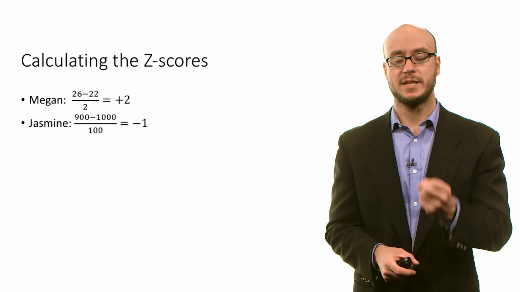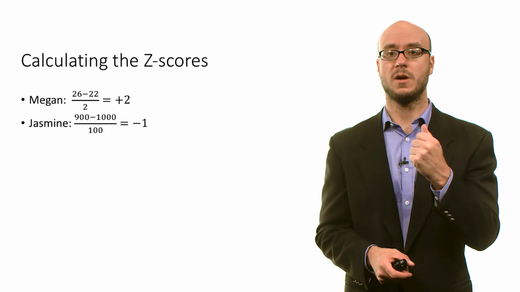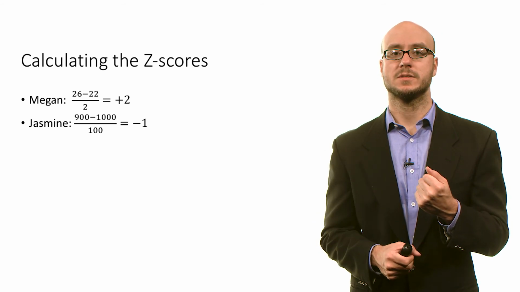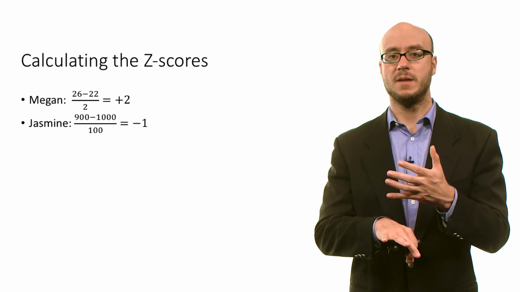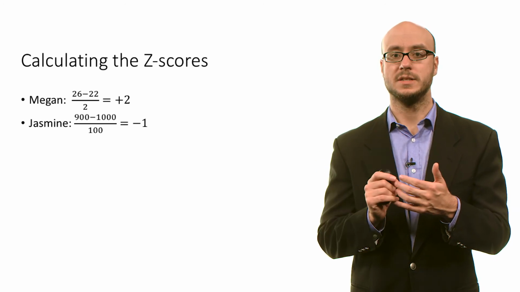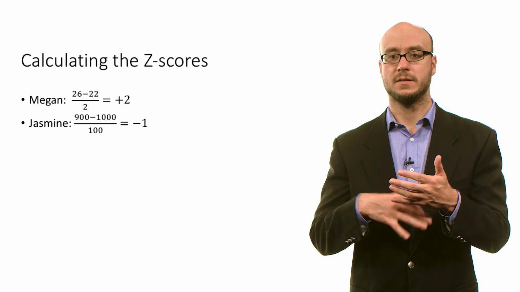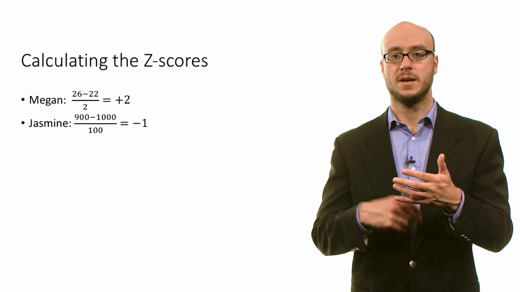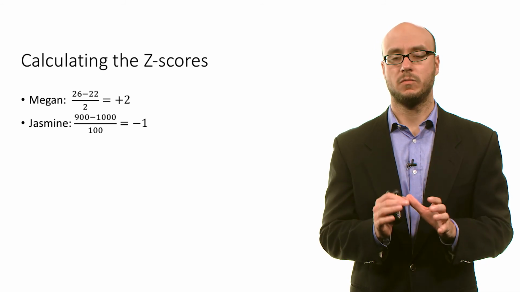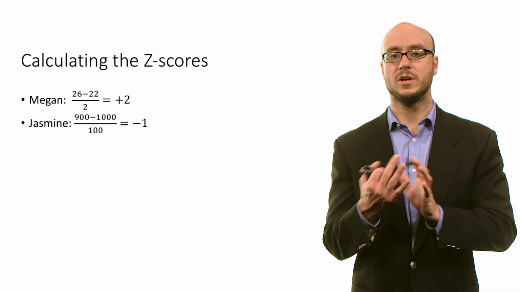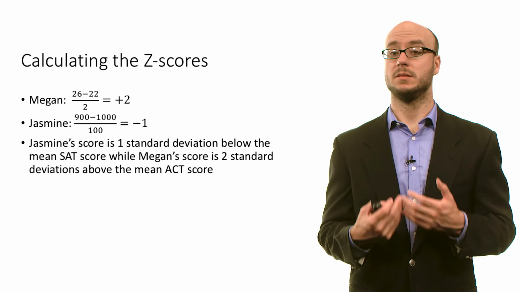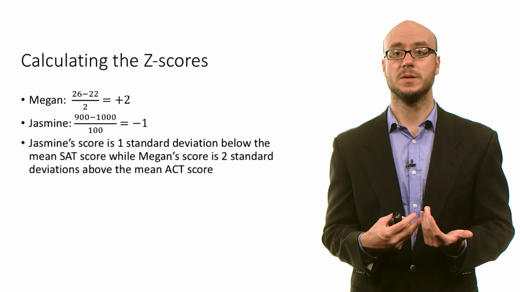If we look at Jasmine, we take her raw SAT score, her raw x value of 900, we subtract out the mean for SAT scores, which is 1,000, and then we divide by the standard deviation. All we're doing is changing the mean, so the mean now is 0, and then we're rescaling the values of SAT scores by dividing by the standard deviation. And then we find that she has a value of -1. This tells us that she scored 1 standard deviation below the mean. What this tells us is that Megan did relatively better than Jasmine.